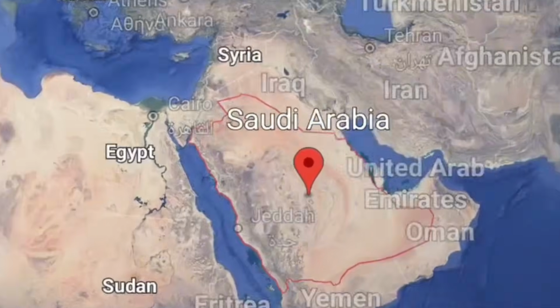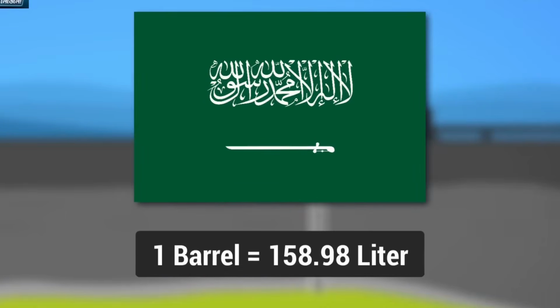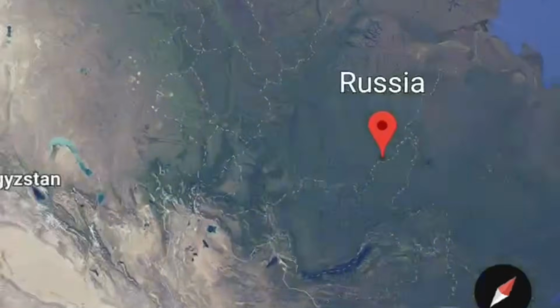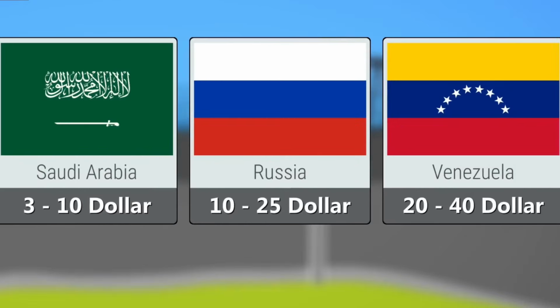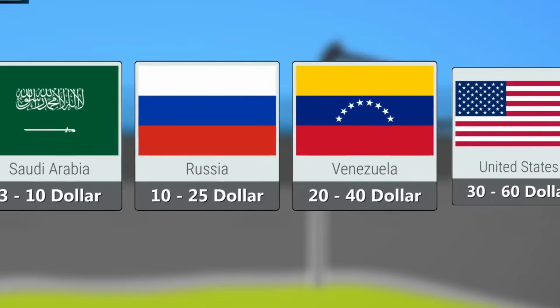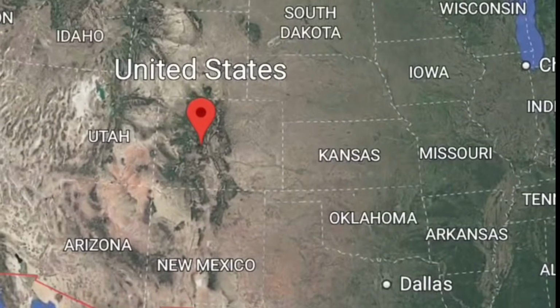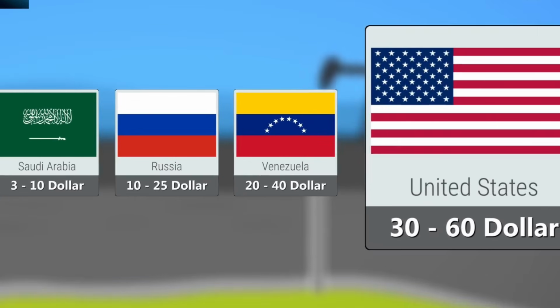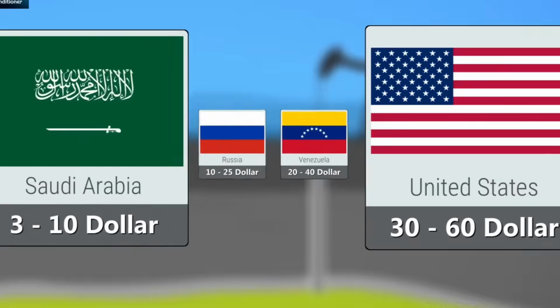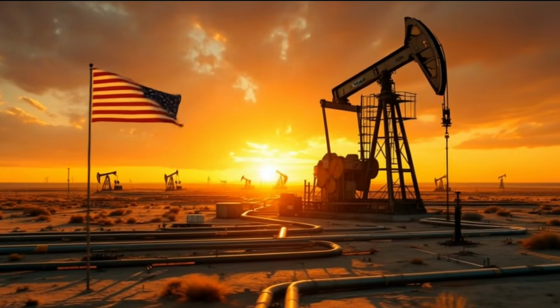costs. For example, in Saudi Arabia, it costs only $3 to $10 to extract a barrel or 159 liters of oil. In the case of Russia, it costs $10 to $25. In the case of Venezuela, it costs $20 to $40. And in the case of America, it costs $30 to $60. That means that American oil extraction is the most expensive.